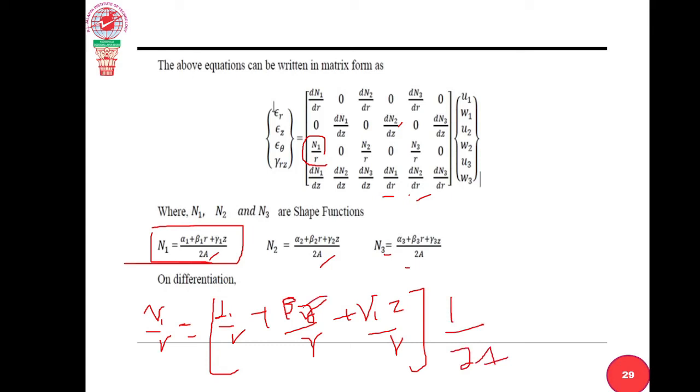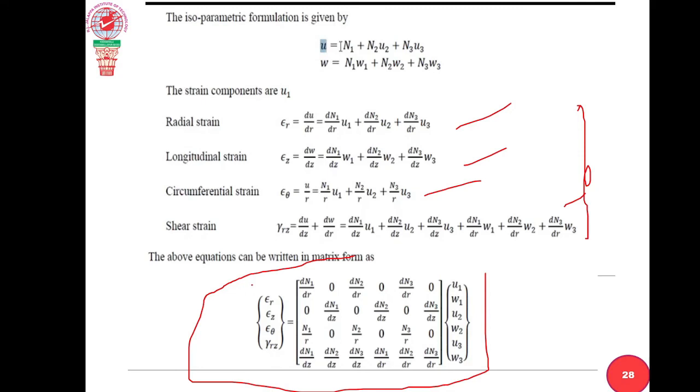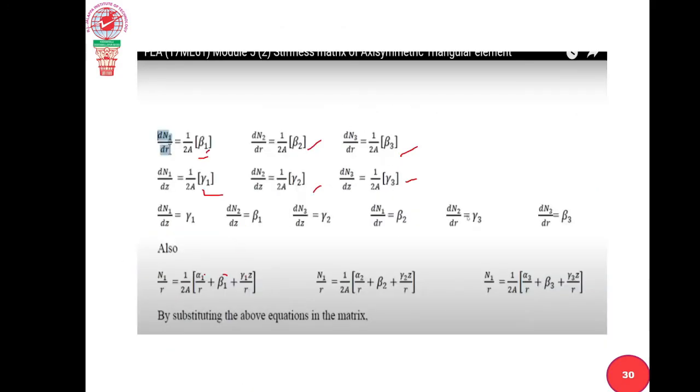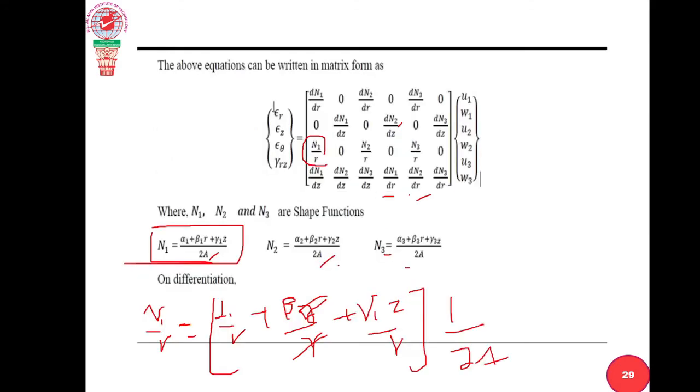Now what happens? The r gets cancelled here. Correct? What is left? N1 by r is nothing but 1 by 2a into alpha 1 by r plus beta 1 plus gamma 1 z by r. Clear? Similarly, for N2 divided by r, again the r gets cancelled. That is alpha 2 by r plus beta 2 plus gamma 2 z by r. Similarly, in N3, alpha 3 by r plus beta 3 plus gamma 3 z by r. Correct?